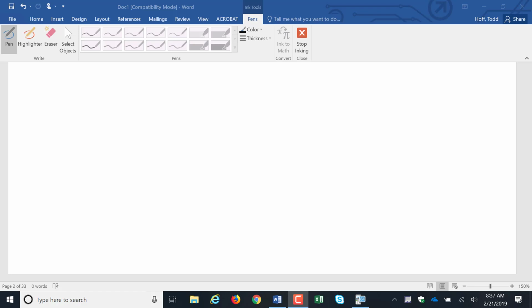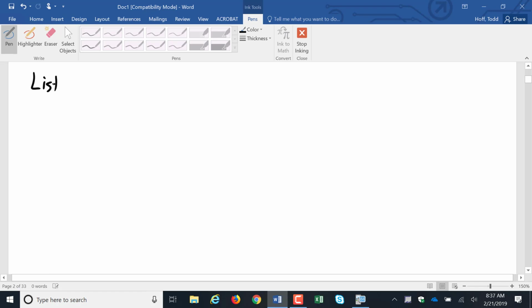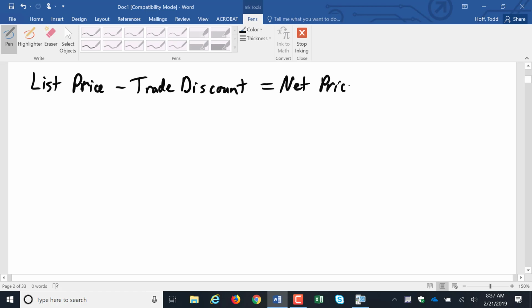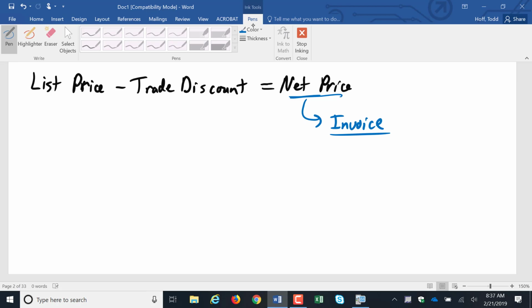So in our last section, we went over trade discounts. And if you recall, we had a list price, which was the full price. From that list price, we subtracted that trade discount, and we went over how you calculated that discount in the last section. And the result is your net price. This net price is the price that's going to go on the invoice. And our next step is to talk a little bit about that invoice.